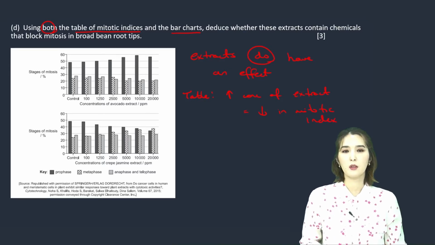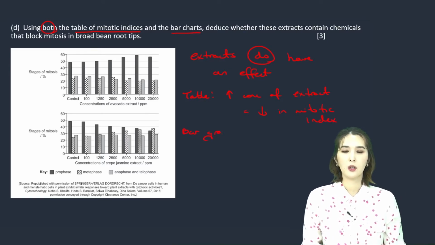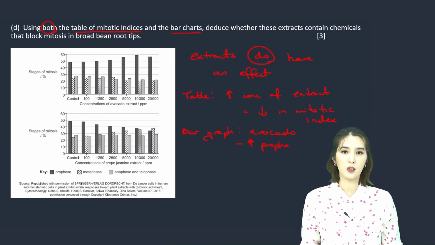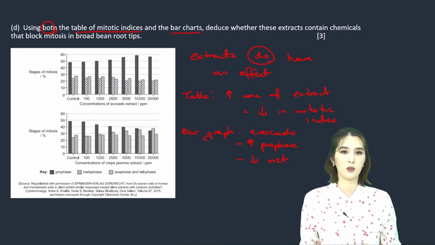Now, with respect to the data given in the bar charts, as we discussed previously, increasing the avocado concentration results in an increase in the number of cells in prophase. But the opposite is observed with respect to cells in metaphase, anaphase, and telophase, because we see that the number of cells in telophase, anaphase, as well as metaphase decreases.